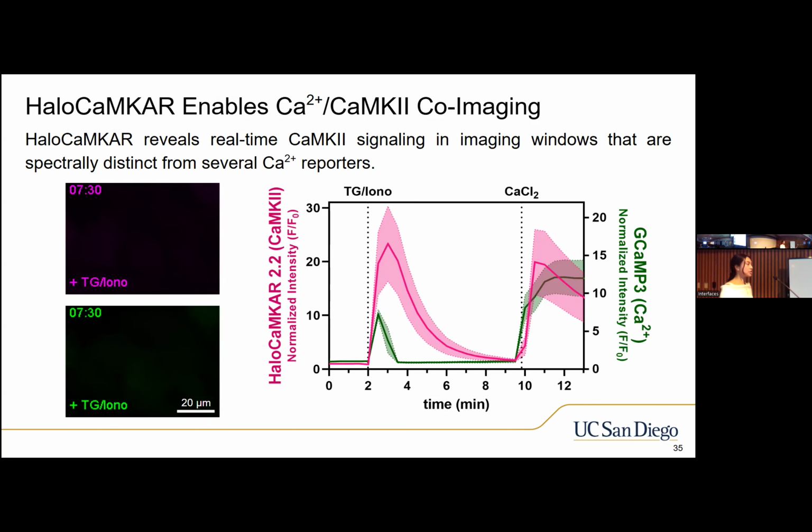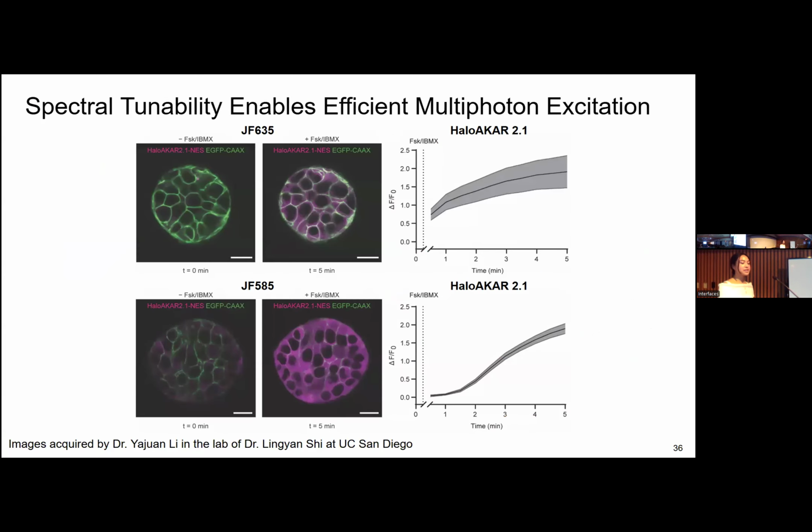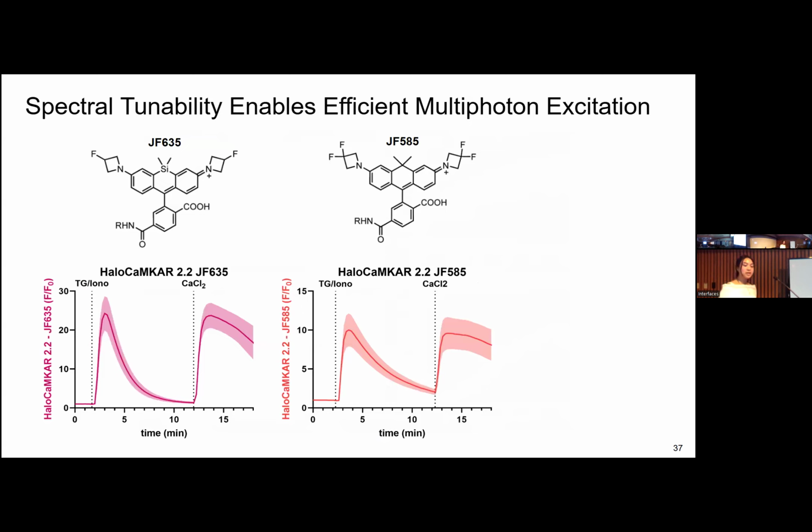But if we want to image these sensors in vivo, we might want to consider optimizing the 2-photon excitation of our CAMK2 sensor like we did for Halo ACAR. So when we labeled Halo CAMCAR 2.2 with the red fluorophore JF585, we saw that while it has a smaller dynamic range than when it's labeled with JF635, it still has a 10-fold change, which I think is pretty great.